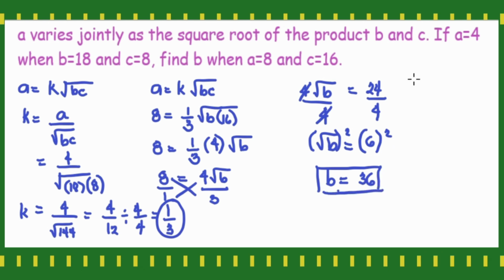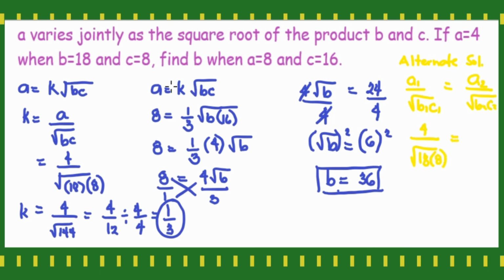Let's have the alternate solution. So A varies jointly. So we have A sub 1 as the square root of BC. So square root of B sub 1, C sub 1. It's equal to A sub 2, square root of B sub 2, C sub 2. A sub 1, yung unang binigay na A, that's equal to 4. Square root of B sub 1, yung unang binigay na B, that's 18. Times C sub 1, that will be 8.